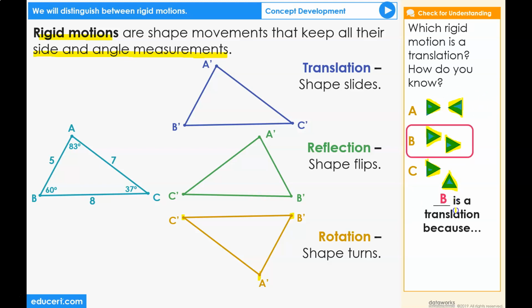B. B is a translation because the shape does not flip. In option A, this is a reflection, the shape flipped. Or turn. In option C, the shape turned. It only slides to a new location. It went down a little bit and then over to the side.